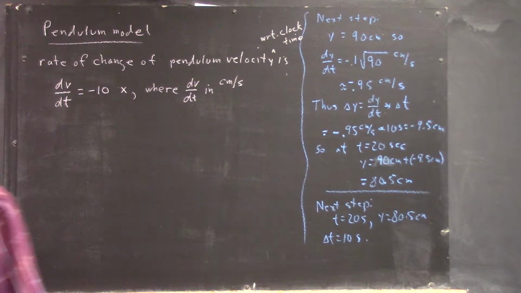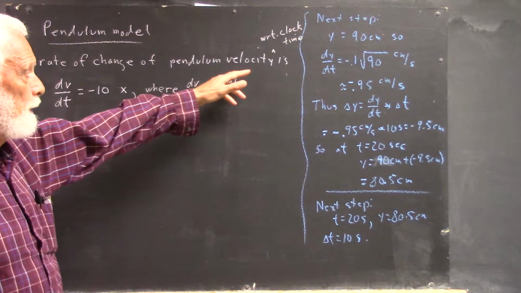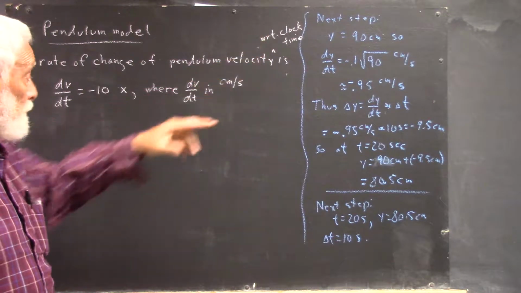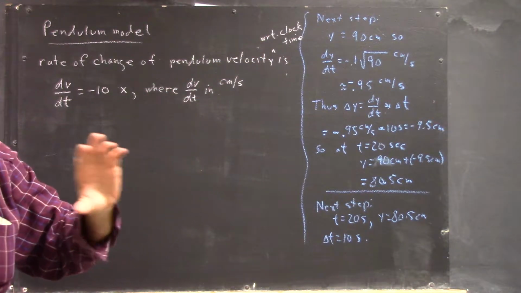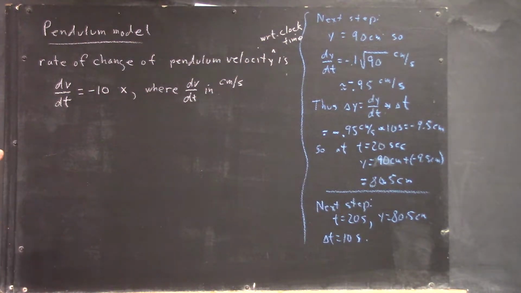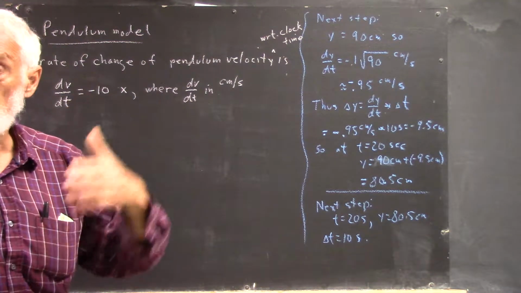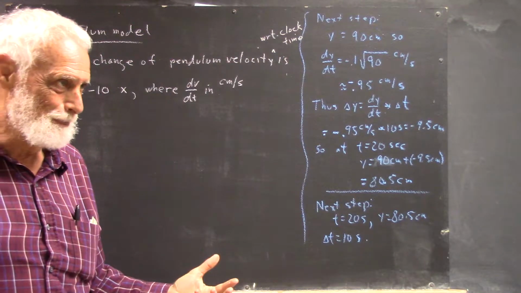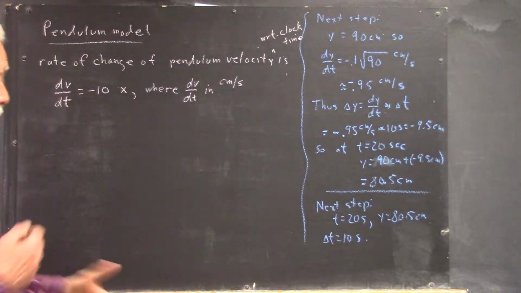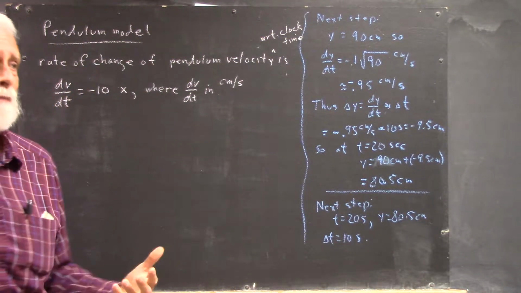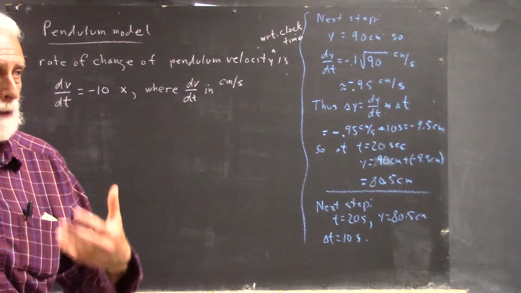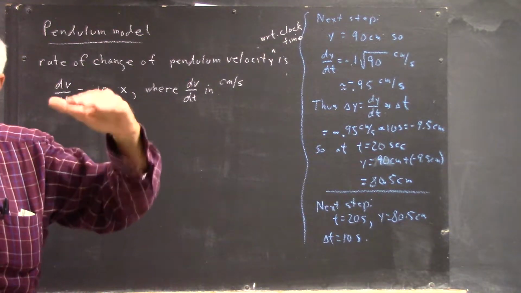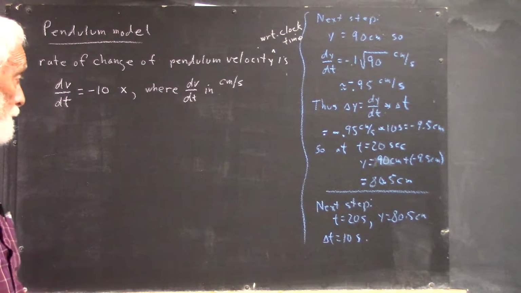Okay? So we've got to say the rate of change of pendulum velocity. So we're going to have an equation for the rate of change of pendulum velocity. Unfortunately, that rate of change is going to depend on the pendulum position. And position and velocity have a relationship. Okay? So that complicates the model. This is a significantly more complicated model than the one for the depth of the water in the container.